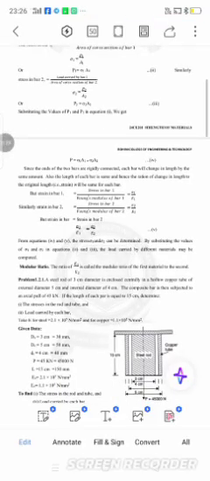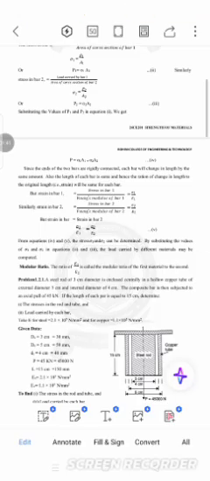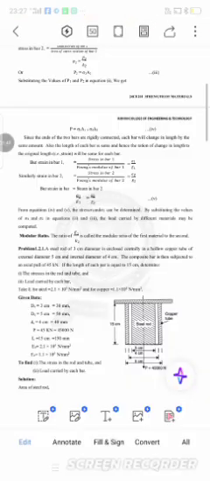The strain in the first material is the stress in the first bar divided by the Young's modulus of the material. Then the strain in the second is the stress in the second bar divided by the Young's modulus of bar 2. Therefore, sigma 1 by E1 is equal to sigma 2 by E2. The ratio E1 by E2 is called the modular ratio of the first material to the second.